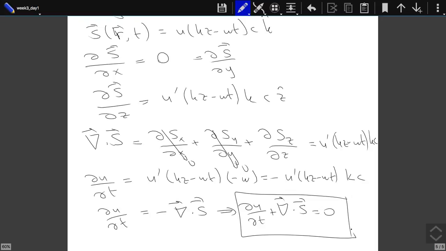What is U prime? The derivative of U with respect to x, y, and z? Or instead of x, let's call it alpha, I don't know. Because you see, U depends on only the combination kz minus omega t. I can treat U as a function of a single argument. It doesn't depend on z and t separately. It depends only on that combination, and U prime is its derivative with respect to that combination.